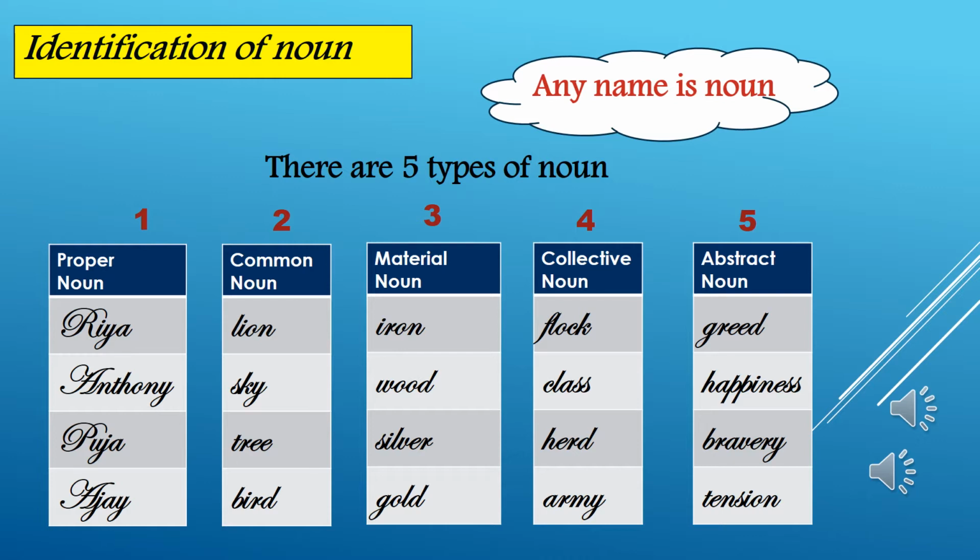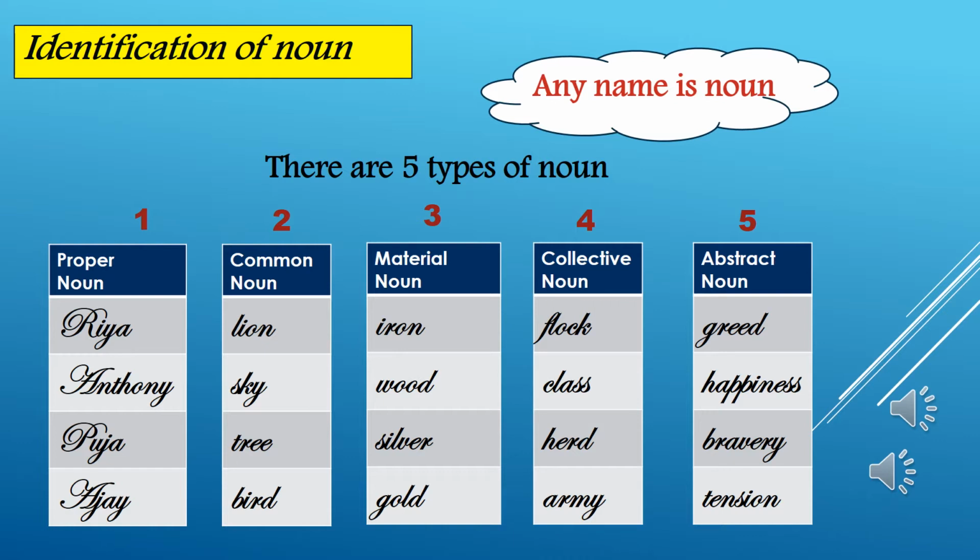Silver, gold. You wear silver and gold jewelry. That jewelry is a common noun, but that jewelry is made of gold or silver. So gold or silver is the material. So gold and silver are the material nouns.